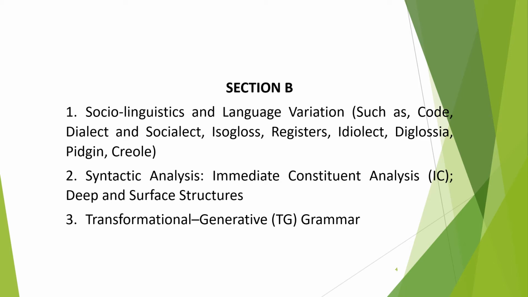And sociolect again is a dialect which is associated with a particular social class. This can be termed as sociolect. Well, then you have isogloss. Isogloss is the geographical boundary of a certain linguistic feature on a map. What is it? The geographical boundary of a certain linguistic feature on a map.